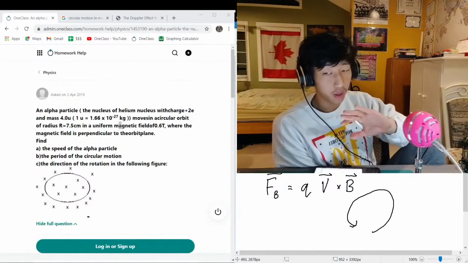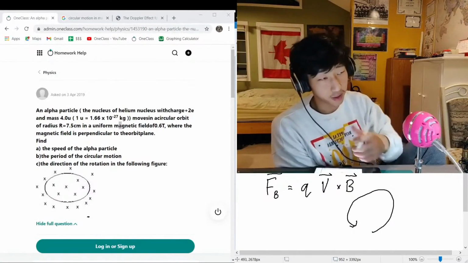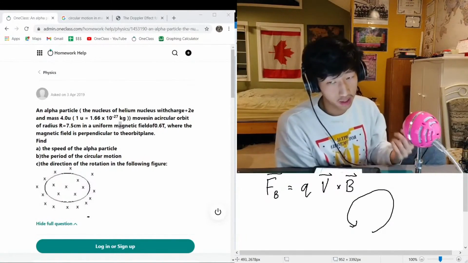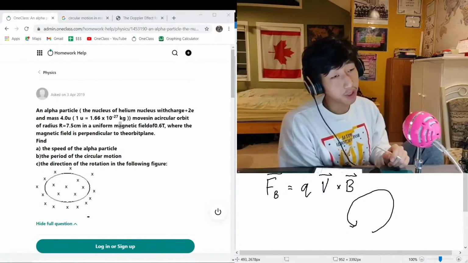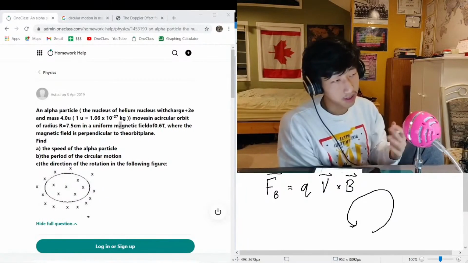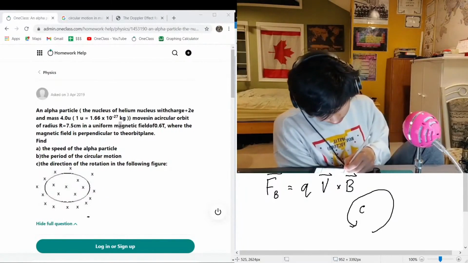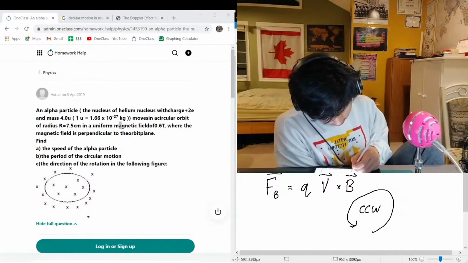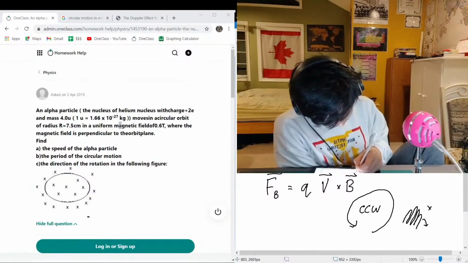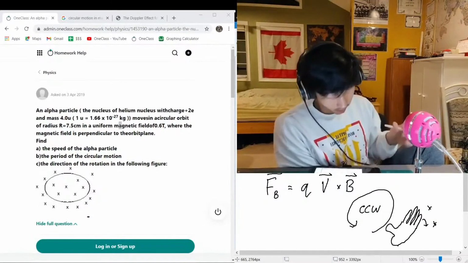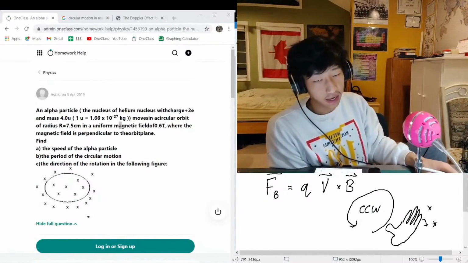Because if we were to go clockwise, our thumb would be pointing outside of the circle. That would be right if it was an electron or a negatively charged particle moving through the B field. We'd be going clockwise if it was a negative charge, but since we have a positive charge, we're going counterclockwise, CCW. So we want our fingers like this, curling towards the X's, and with the right hand, thumb points towards the middle. It's got to be counterclockwise.